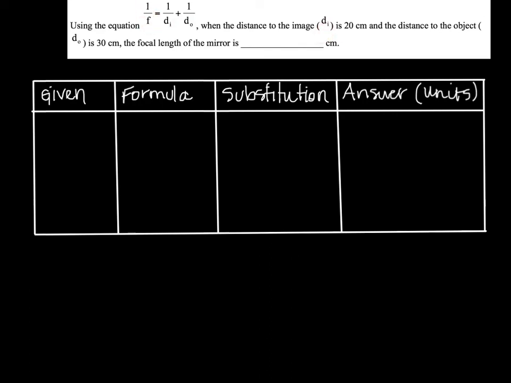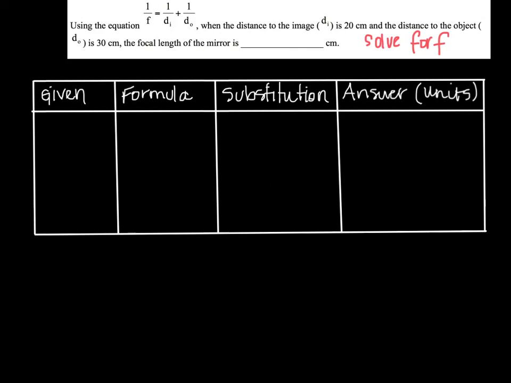Using the equation 1 over f equals 1 over d sub i plus 1 over d sub o, sorry, I think that's an i, when the distance to the image, d sub i, is 20 centimeters, and the distance to the object, d sub o, is 30 centimeters, the focal length of the mirror is how many centimeters? F would be the focal length. So in other words, this is telling me to solve for f. So you should be taking notes, so you need to pause your computer and copy down this page, the chart, and the word problem.